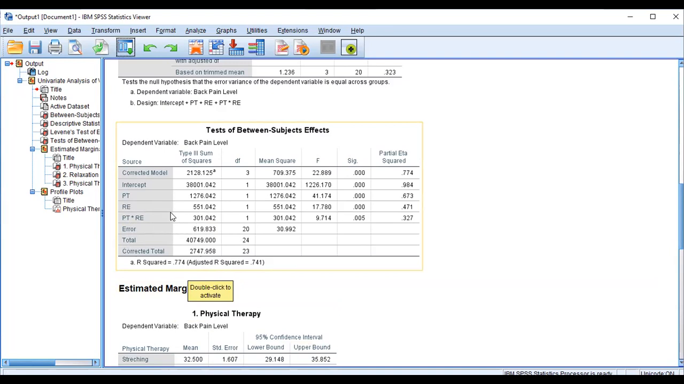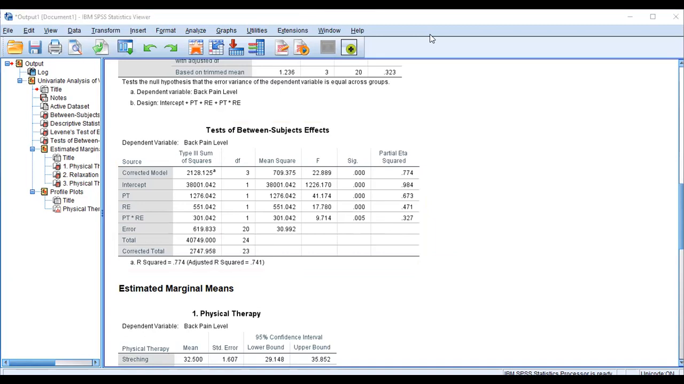Similarly, if I have to find the effect size for PT interacting with RE, that is physical therapy and relaxation exercise interaction, the numerator will be 301.042, the denominator being 301.042 plus 619.833. So this is the formula we are going to use to find out the effect sizes.